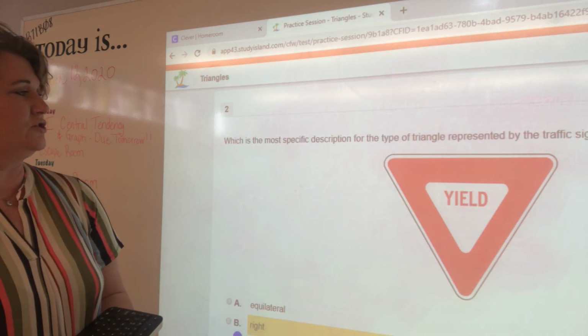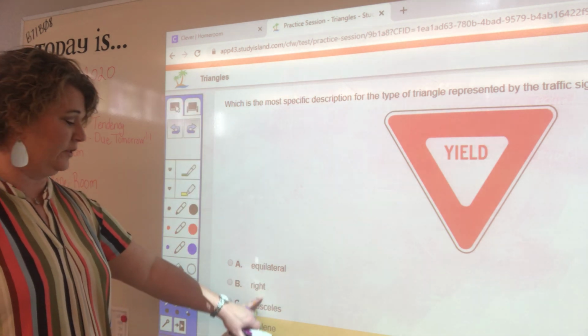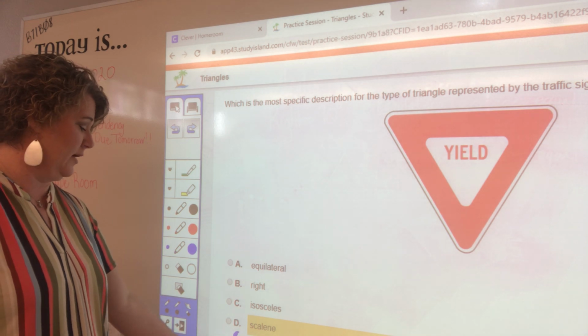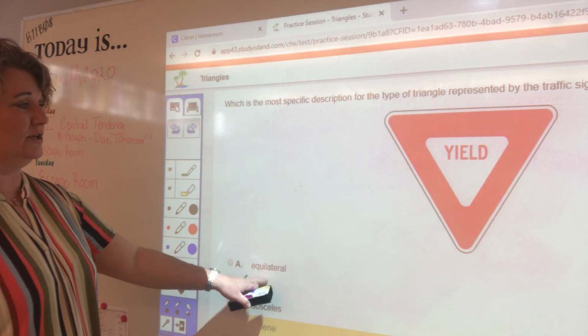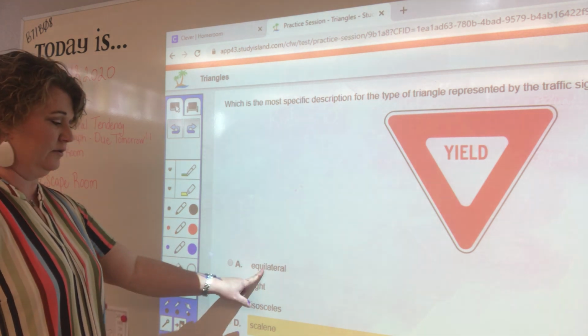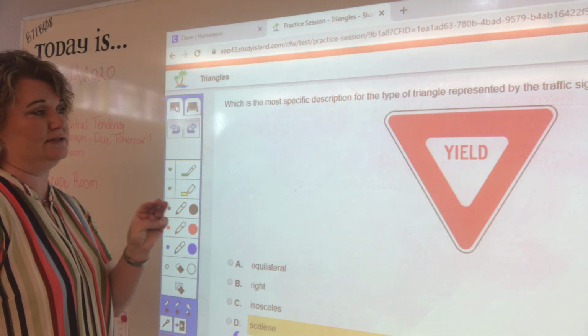What is the most specific description for the type of triangle represented by the traffic sign? Now look right here, there's only one choice. So they're not wanting you to describe the angles and the sides. Let's start and see if we can eliminate some things. Letter A says equilateral. Equilateral, if you look at your notes, is that all three sides are the same.